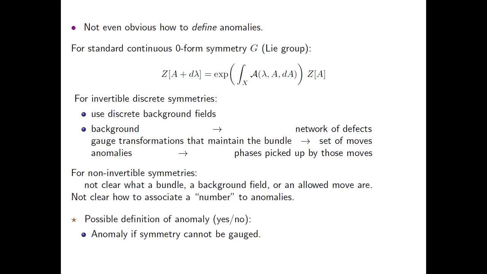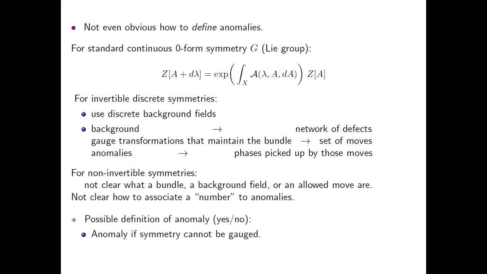Now, if you go to discrete symmetries as opposed to continuous, it's a little bit more complicated because now you have discrete groups. Either you can try to use discrete background fields, or instead of using background fields, you can use a network of defects. You can represent a given background in terms of a network of defects, which is inserted on your Euclidean spacetime manifold. Then the gauge transformations that maintain the bundle will correspond to some set of moves that you can do in this network, and the anomalies would appear as some phases that are picked up when you do these moves.